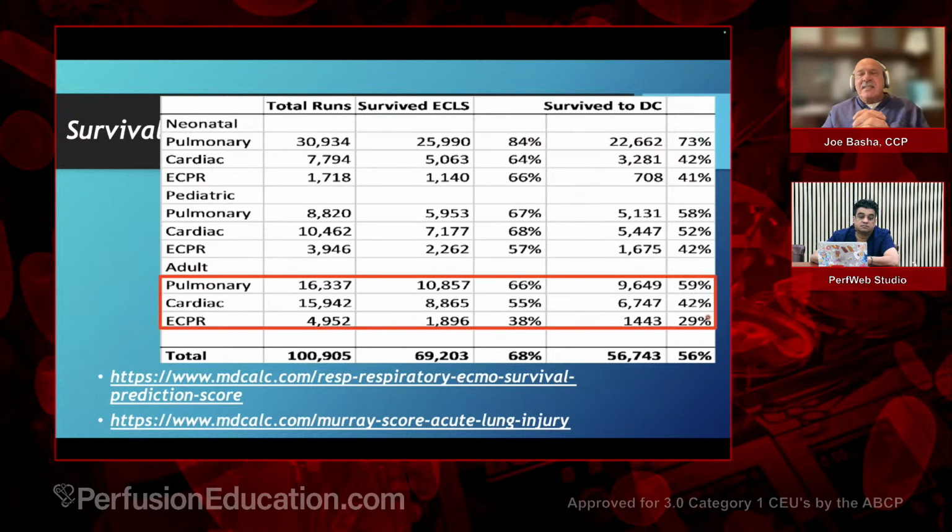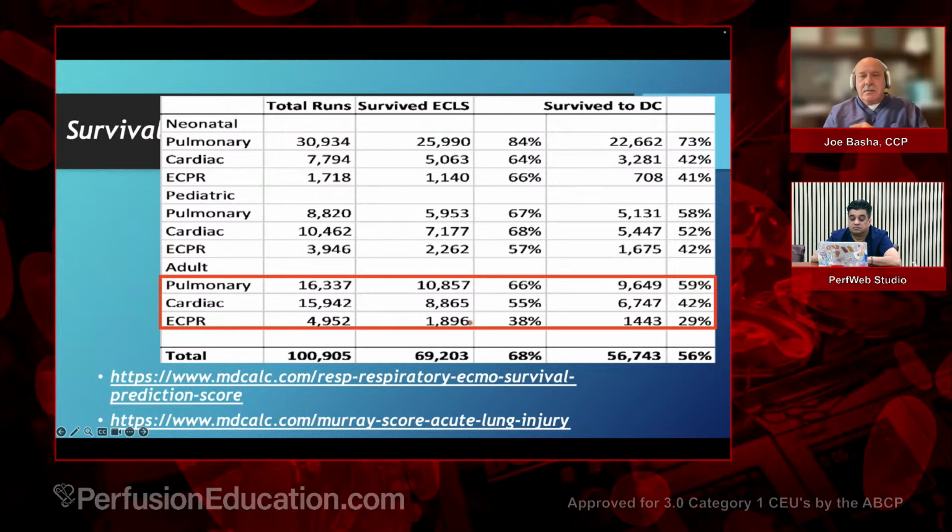And basically, this is really the data when it's all pulled together, meta-analyses and everything else, and we're only going to be looking at adults. I'm not looking at anything else. We're just going to look at pulmonary, cardiac, and ECPR. No neonatal, no pediatric, only adult, and those three categories: pulmonary, cardiac, ECPR.